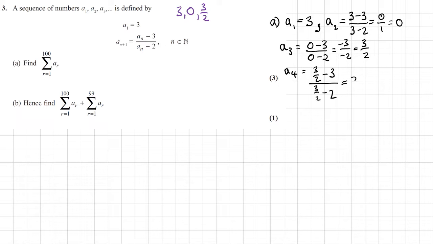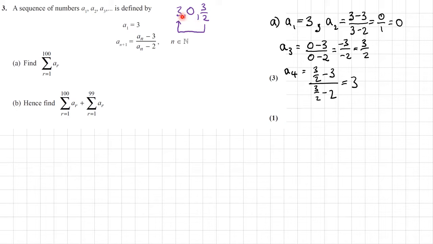And that gives me 3. Now, as soon as I put 3 in to find A5, I'm going to get 0, and I'm going to go around the loop again. So there are 3 numbers in this loop: A1, A2, A3, A4, A5, A6, A7, A8, A9, and so on. So this is going to make it very easy to find the first 100 terms.